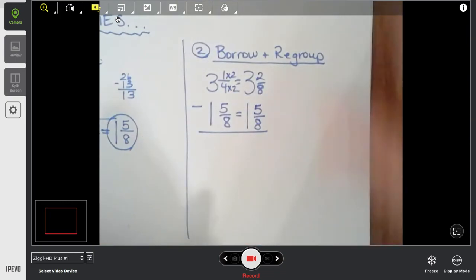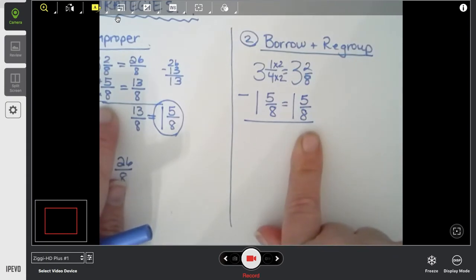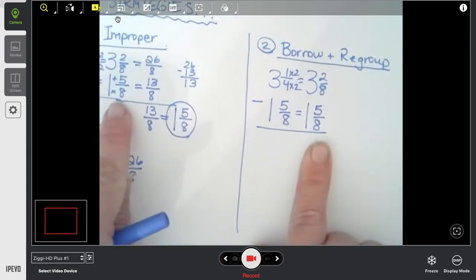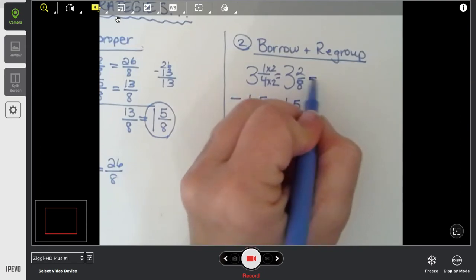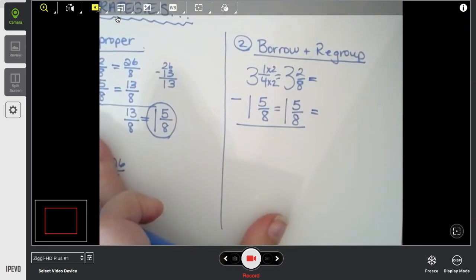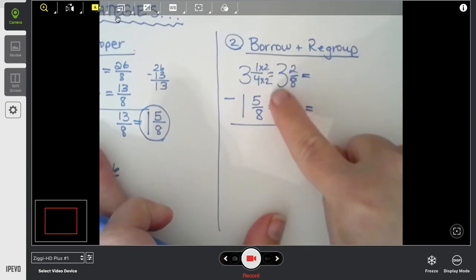And you notice that's exactly the same as we did over here. It's the same first step. There's nothing different about it. There and there, same step. Now the difference comes in this next step. If you don't want to go improper, but you're going to regroup, just like in whole number subtraction, when you can't take the bottom number from the top, you go to the next place and borrow.